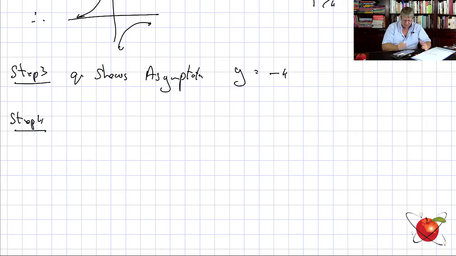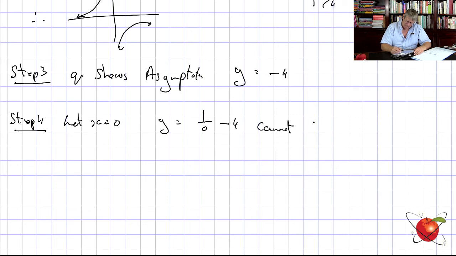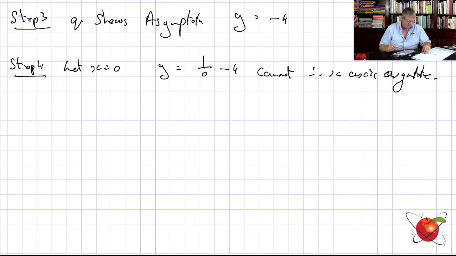Let's just say, let x equal 0. And therefore we've got y is equal to 1 over 0 minus 4. Cannot. Therefore, the x-axis is an asymptote too, isn't it? The x-axis is an asymptote as well. Next step, minus 4 is the asymptote. Now, we put y equal to 0.